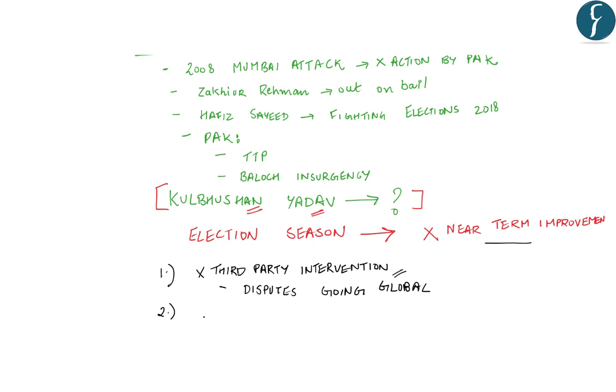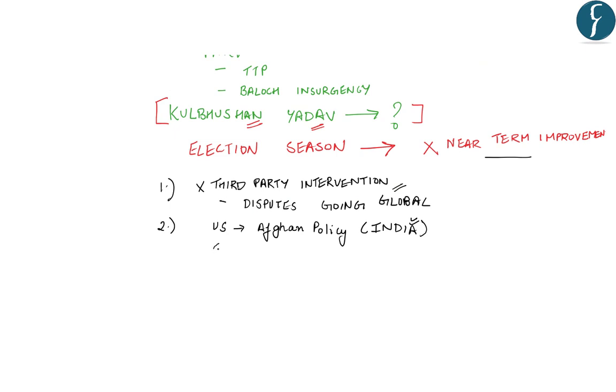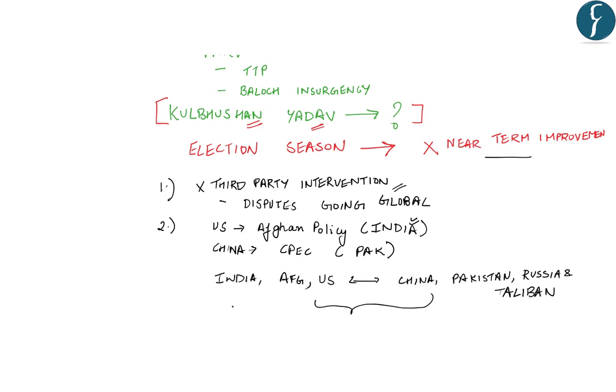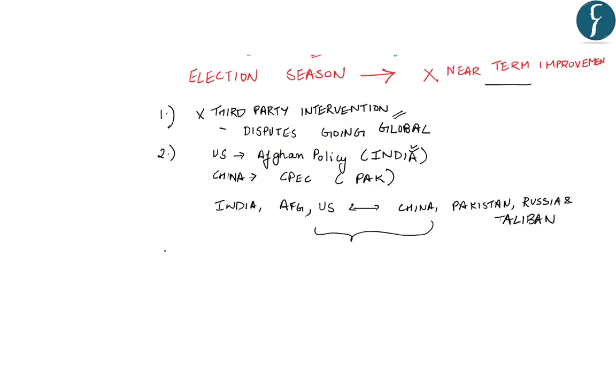The second point is that major players are coming into the picture in this subcontinent. Like the US has drawn India into its Afghan policy, and China has high stakes in Pakistan due to the China-Pakistan Economic Corridor. Even if we look at Afghanistan, India, US and Afghanistan are on one side, and on the other side we have China, Pakistan, Russia and the Taliban. Now, forming of such arcs is not good for development of healthy relations between the two countries. Besides that, India has already complicated its position as a regional leader by not participating in the SAARC conference, which was to be held in Islamabad last year.